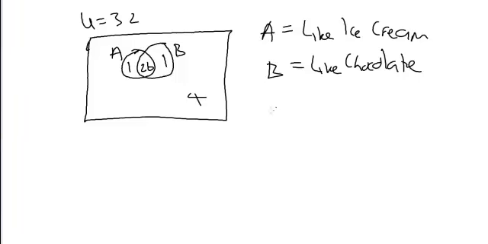And one more thing, we also say A prime to denote the complement of A. That's the collection of people who are not in A. So if A has 27 people, A prime would have 5 people in this example.